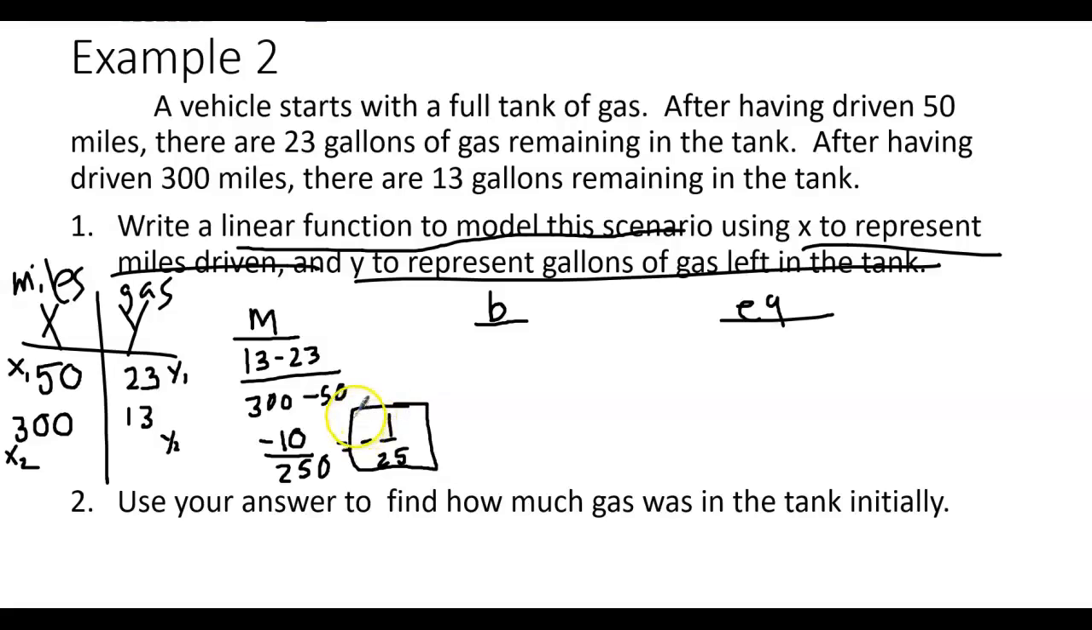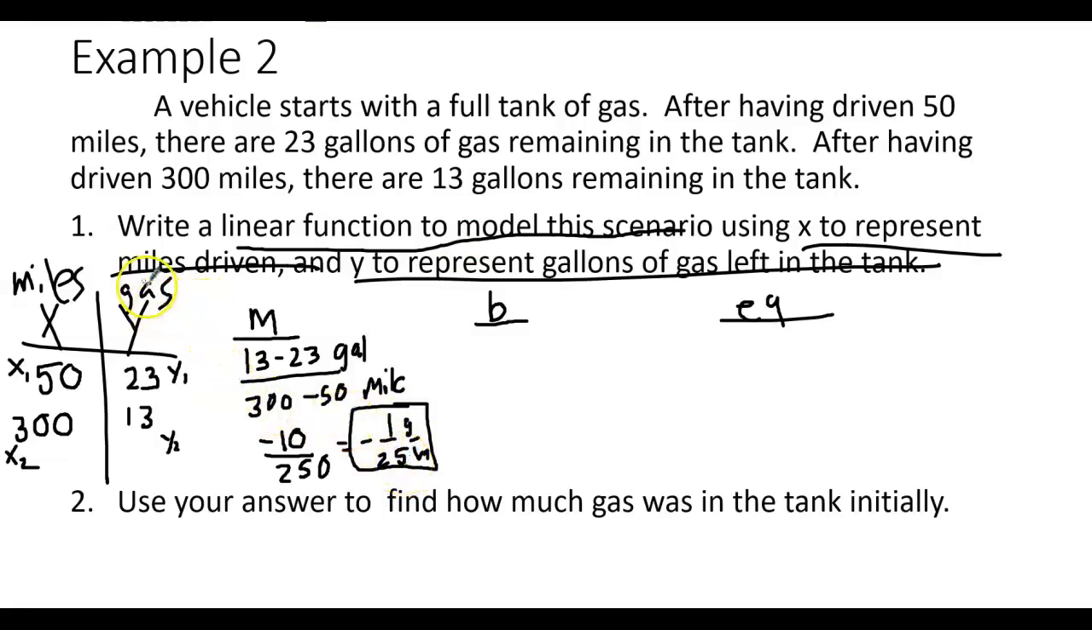Okay. Now, 13 and 23, those are gas gallons, right? So those are gallons of gas. 300 and 50, those are miles. And so what this means is we have gas over miles here. So the gas in my tank is decreasing because it's negative, at a rate of 1 gallon every 25 miles.